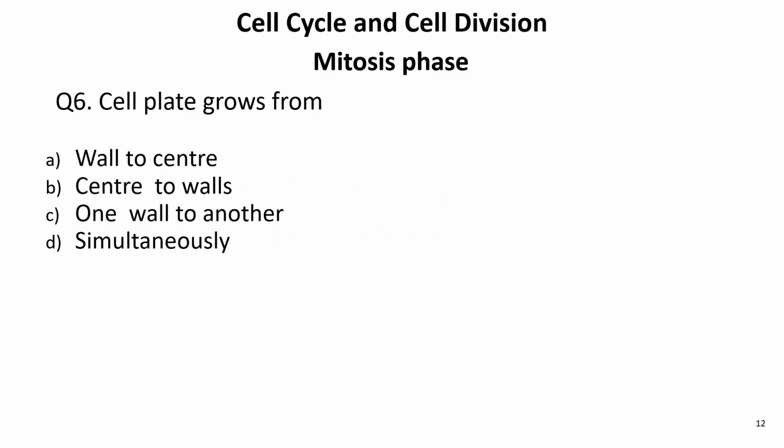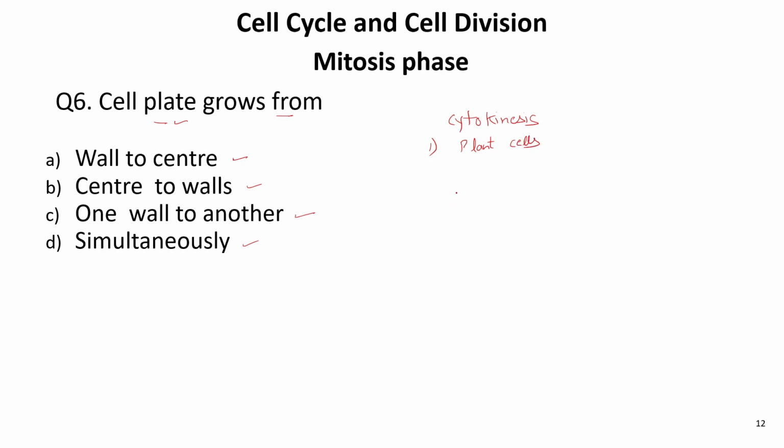Now coming to the next question. Cell plate grows from wall to center, center to walls, one wall to other, or simultaneously. So they are talking about cell plate, which means they are talking about formation of the cell plate in the plants. They are talking about the plant cell. The mechanism of cytokinesis is different in animals and plants. It takes place by the formation of cell plate in the plant cells. Cell plate is seen in the plant cells.